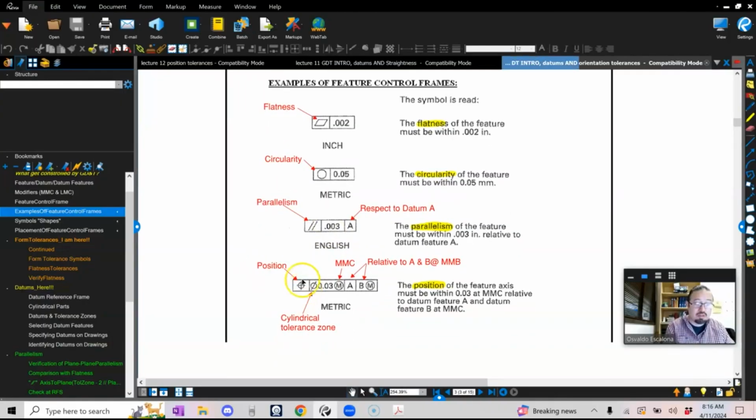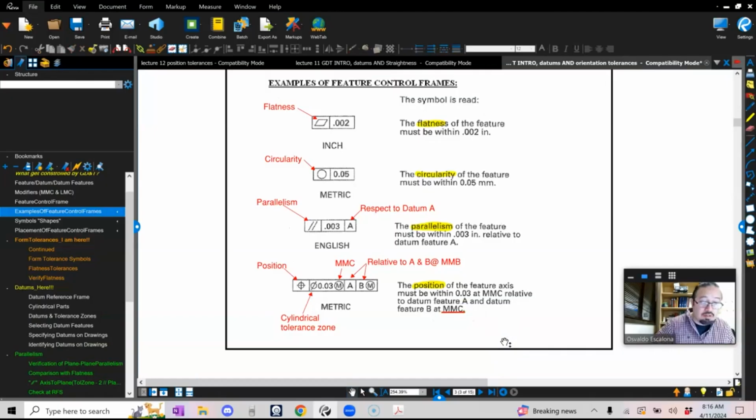This feature has a position at maximum material condition with a tolerance of 0.03 with respect to datum A and datum B at maximum material boundary. Here is another wording, maybe a little out of order, but it says the same: the position of the feature's axis must be within 3 at MMC relative to datum feature A and datum B at MMC. The new code does not call this M on the right side MMC; it calls it MMB, which stands for maximum material boundary. So you will notice that I use both MMC and MMB.